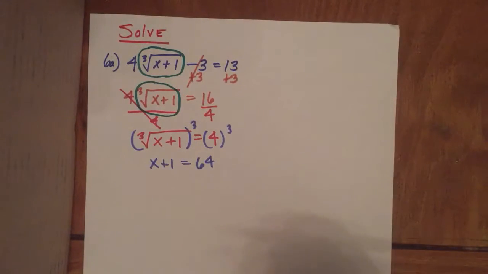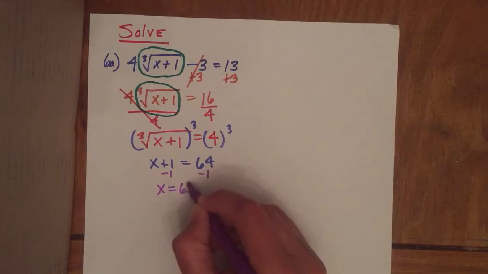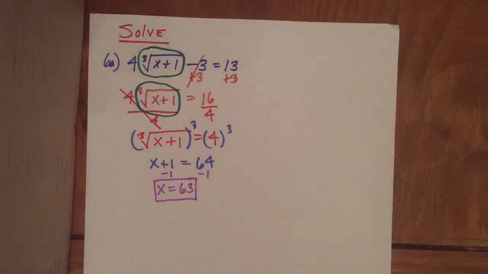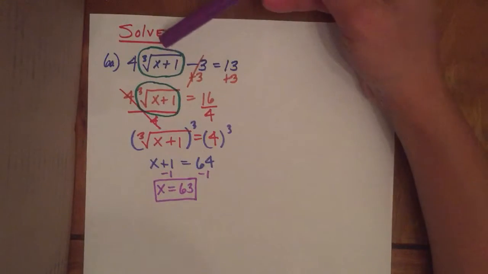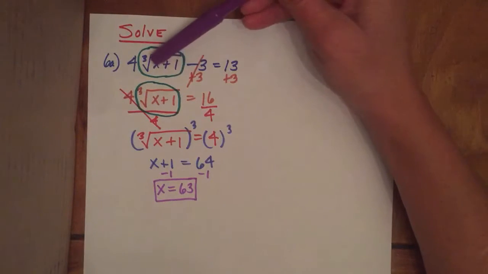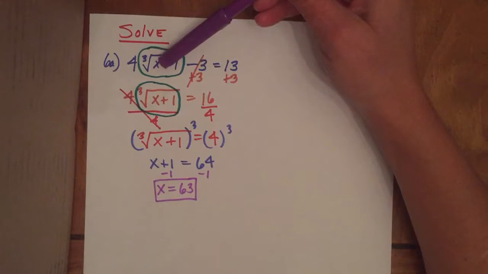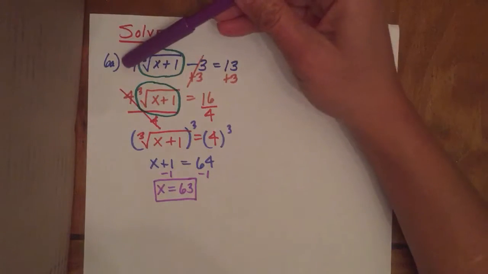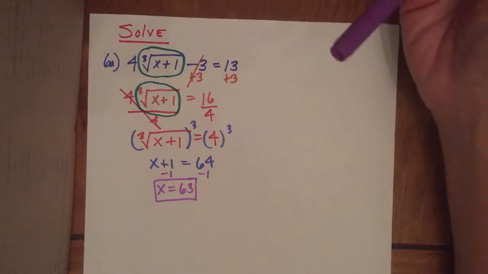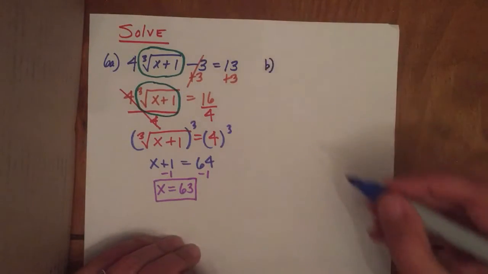For my last step, I just solve for x. I'm going to subtract the 1. So x equals 63. And that's how we solve for x if we have a cube root. If I plug 63 in for x to check my work, 63 plus 1 gives me 64. The cube root of 64 is in fact 4. 4 times 4 is 16, minus 3 is 13. It works. And if you want to take some more time to plug that in, you're welcome to check your answer.